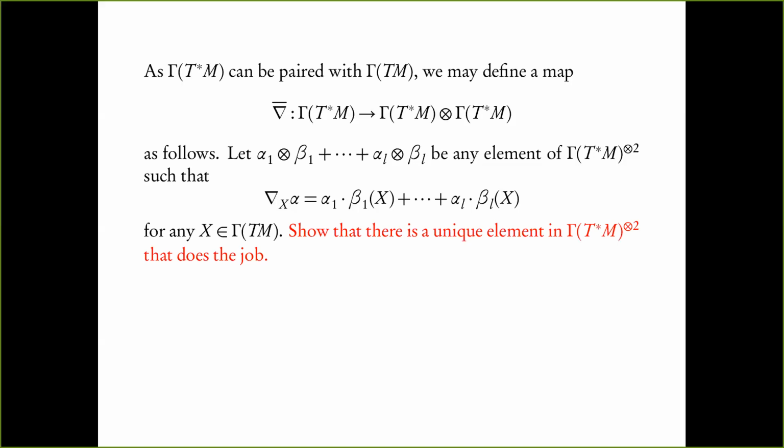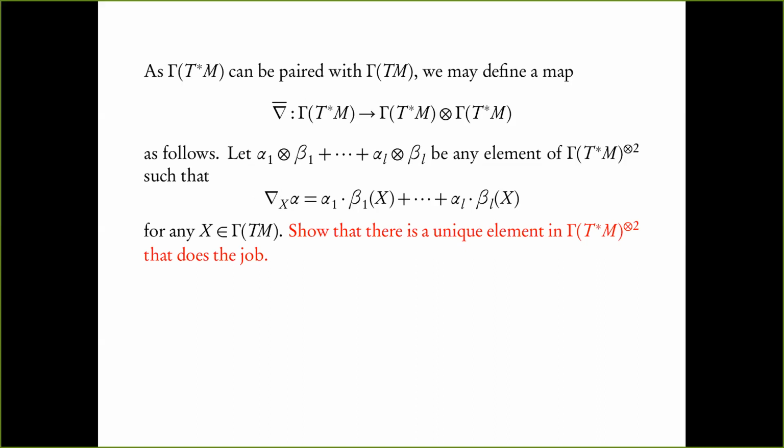So the exercise, which you can probably verify by writing things down in local coordinates, just uses the fact that B star can be paired with B. I'll leave it to you to check that. So show that there's a unique element in sections of T star M tensor sections of T star M that satisfies this thing for all x. There's a unique such element, and you define that to be the image of alpha under nabla bar.